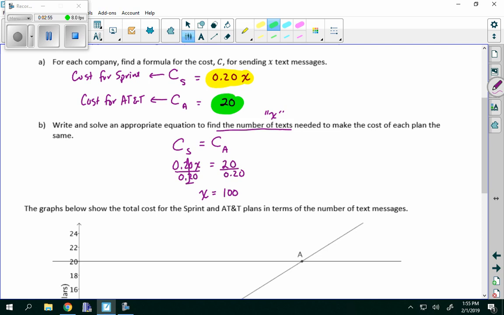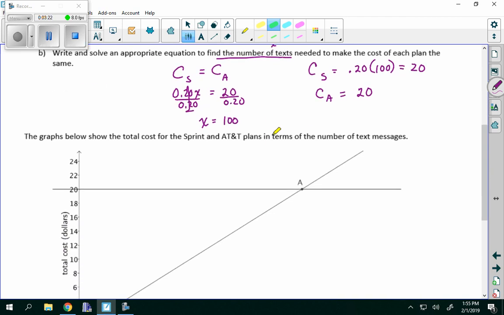So we have just found that if we send 100 texts, the cost for each plan will be the same. You can go back and check that. The cost for Sprint, if we send 100 texts, is 0.20 times 100, which equals $20. And of course, the cost for the AT&T plan is also 20. So when we send 100 texts, we get the same cost with each company.